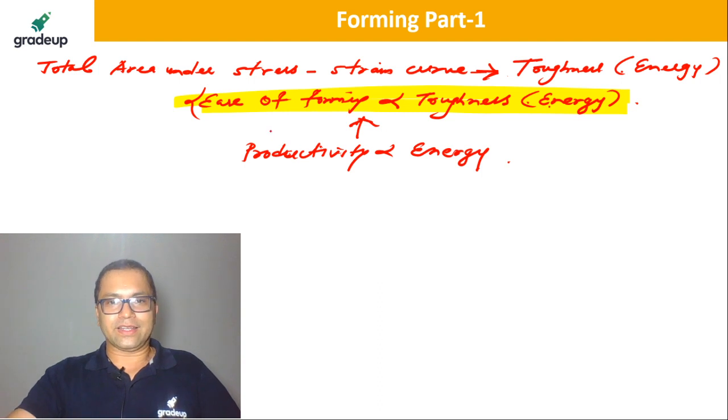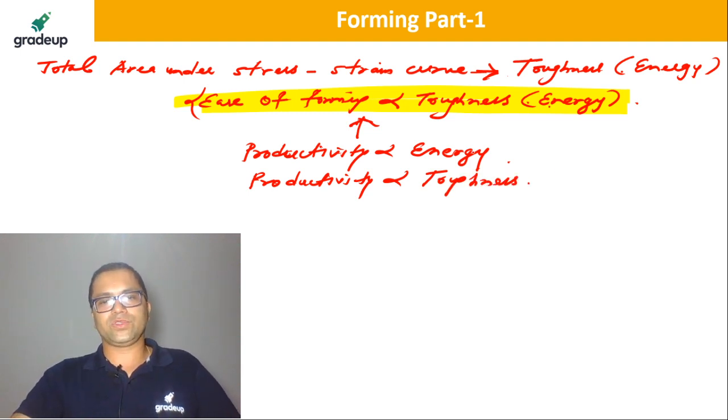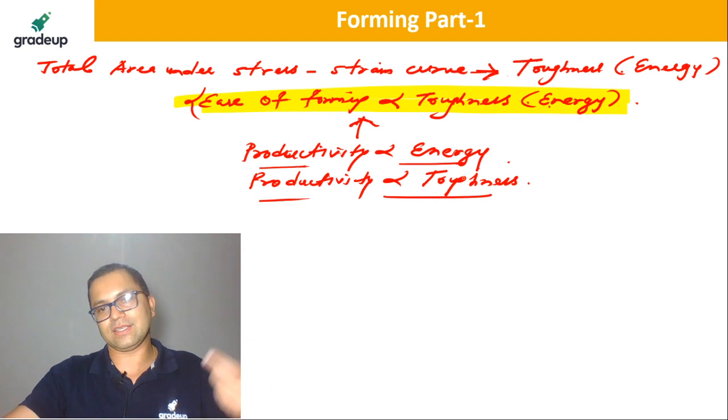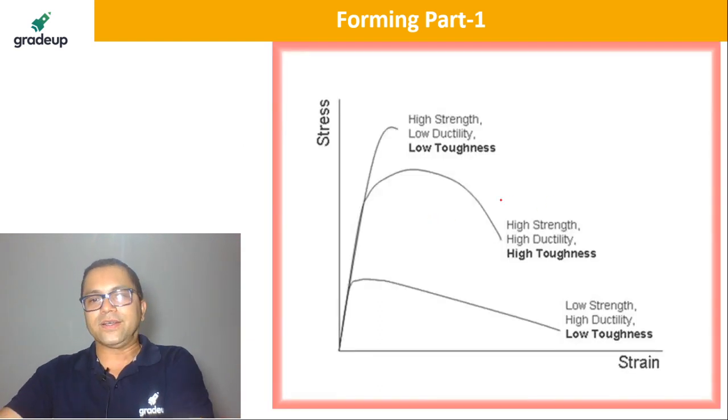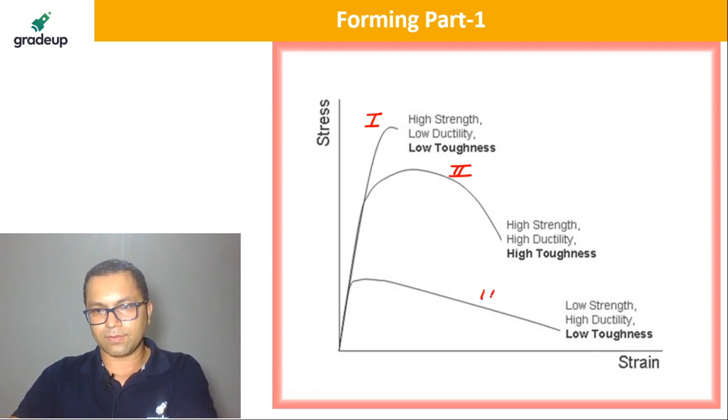So productivity, can I write it something like this? Productivity is also proportional to toughness because toughness is energy, right? Both of them are true because toughness is nothing but energy. Now please tell me out of this, let's say that this is 1, this is 2, and this is 3. Which one of these is productivity? Ease of production.